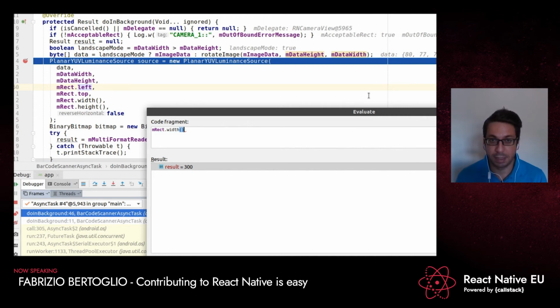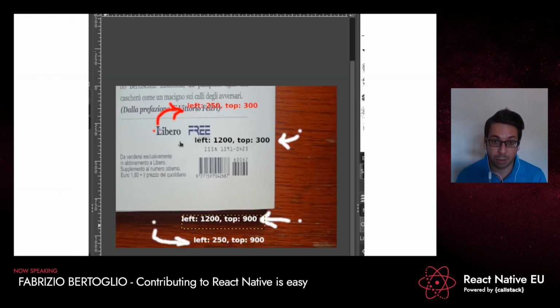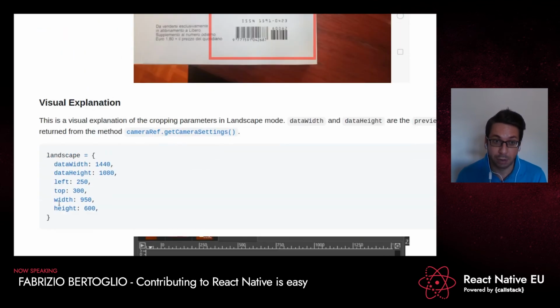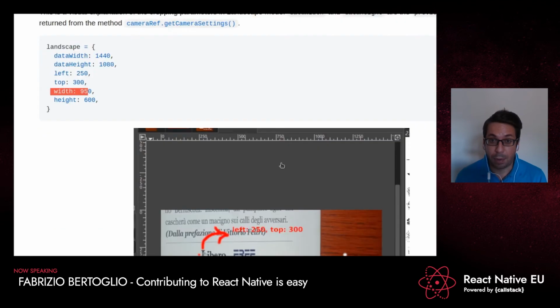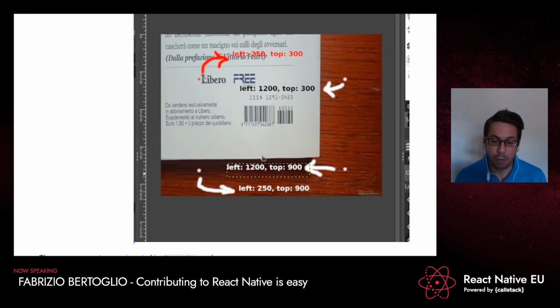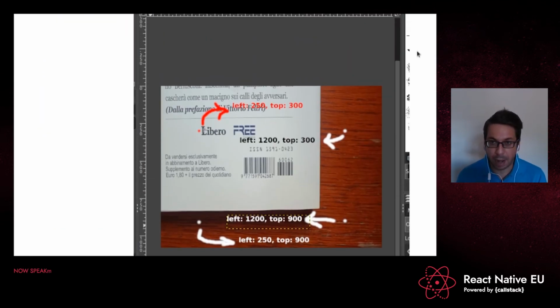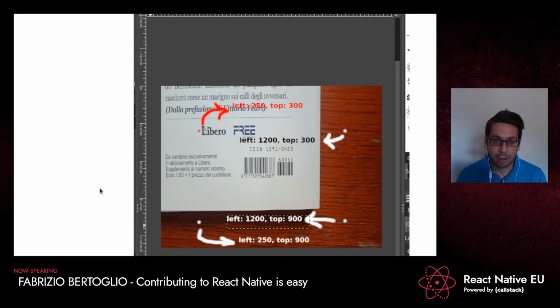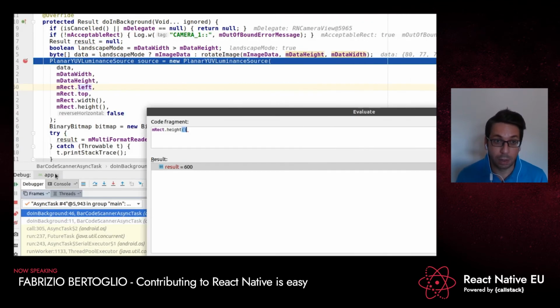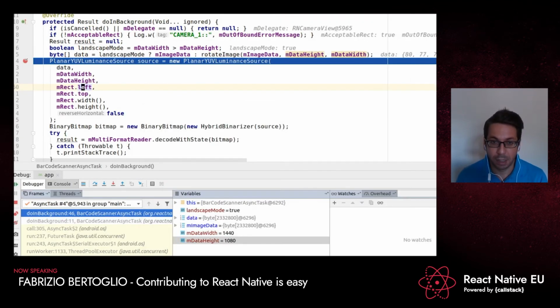So the library will use these four parameters, left, top, width, and height, to define the top left corner where to start cropping, and then it will draw a rectangle with width 950 and height 600 around our barcode. We use this to restrict the area used to decode the barcode, which will increase the speed and optimize the decoding process.